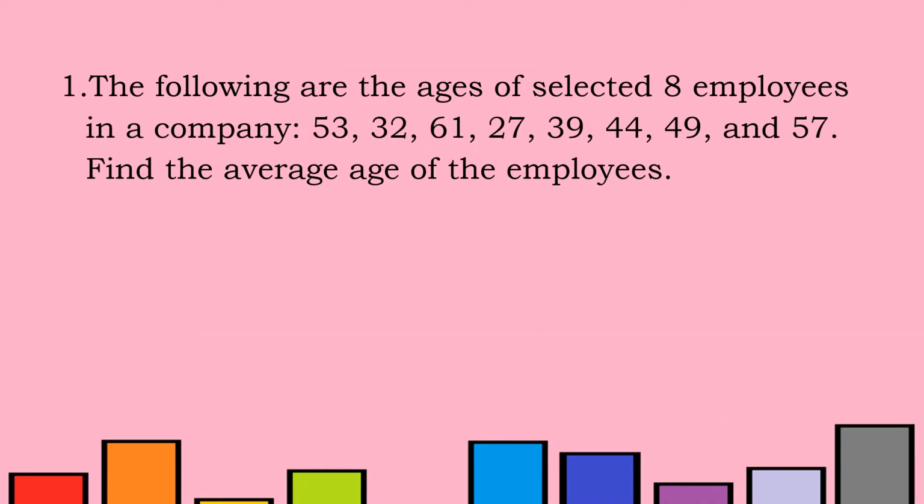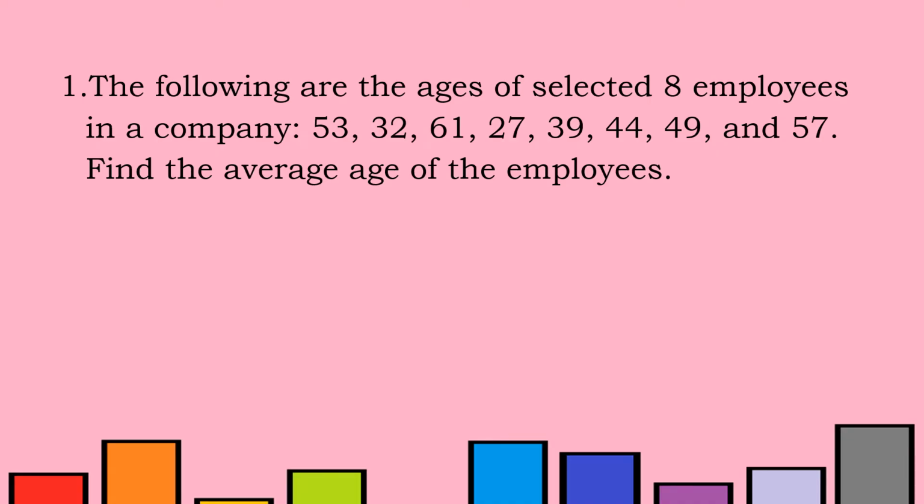Let's take a look at this example. The following are the ages of selected 8 employees in a company. There are 8 ages. Now, you're asked to find the average or the mean age of the employees. So what you're going to do is just get the sum of all the ages of the 8 employees, then divide it by 8. Let's use the formula.